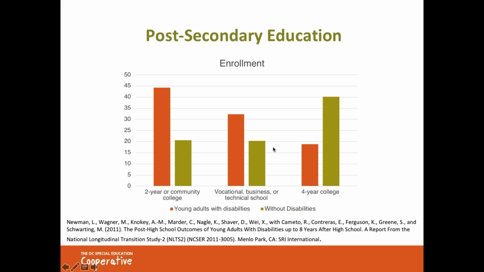This graph compares individuals with disabilities to their non-disabled peers in terms of post-secondary education. Here you see young adults with disabilities are more likely than the same aged young adults in the general population to have attended a 2-year college or a post-secondary vocational school at some point since leaving high school. In contrast, young adults in the general population were more likely to have attended a 4-year college. While high school programs prepare students for post-secondary education, students with disabilities can encounter a variety of challenges in the transition from high school to post-secondary.